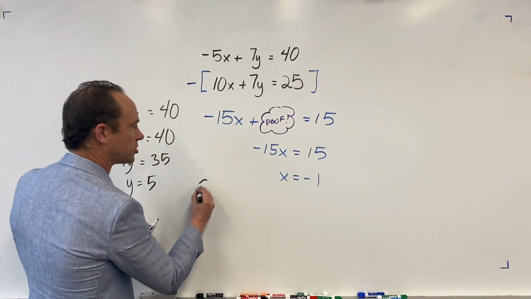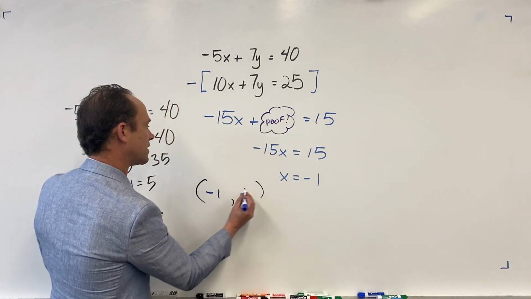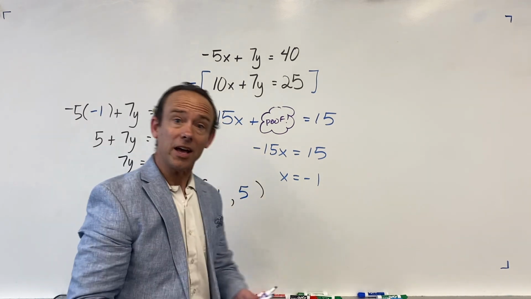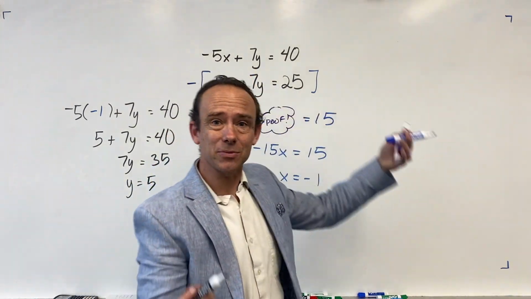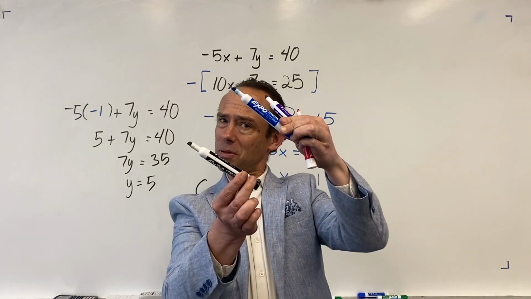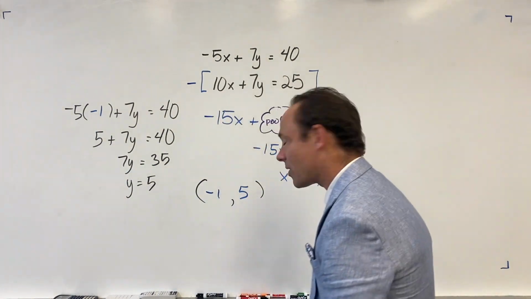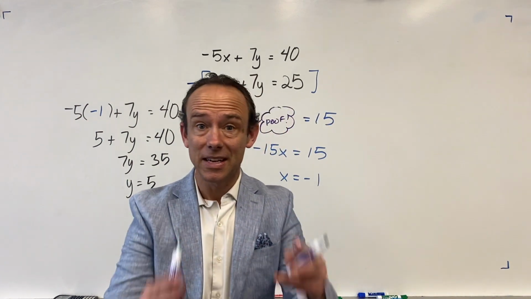Our final answer should be listed as a coordinate point: negative 1, 5. And fundamentally, we have two lines. Two lines have the potential to intersect in one place, no places, or an infinite amount of intersections.